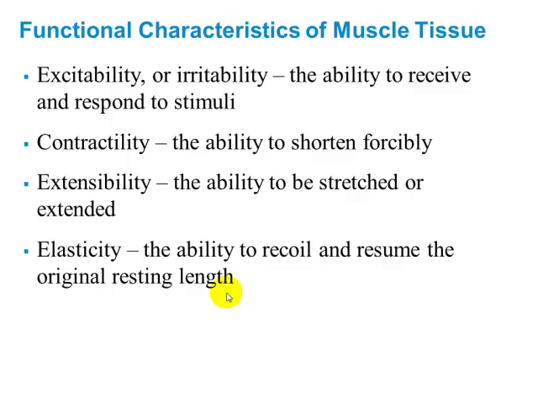And then the ability to move from a state of being contracted, relaxed, and stretched or extended, going back and forth, that's elasticity. Okay? That's the ability to recoil and resume resting length. So when a muscle is stretched, it can return to rest. When it is contracted, it can return to rest. So all of the muscle tissue that's functioning properly will have these different functional characteristics.